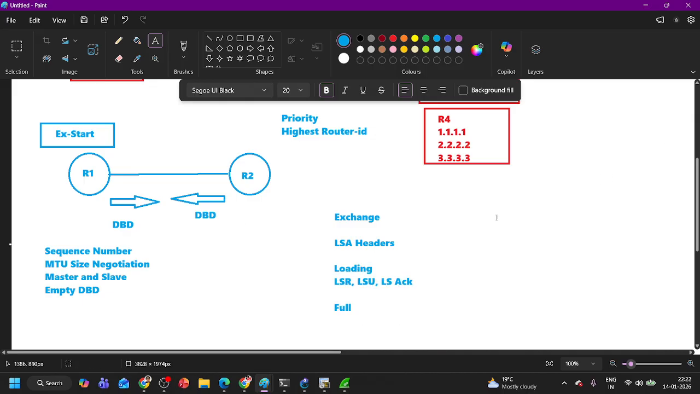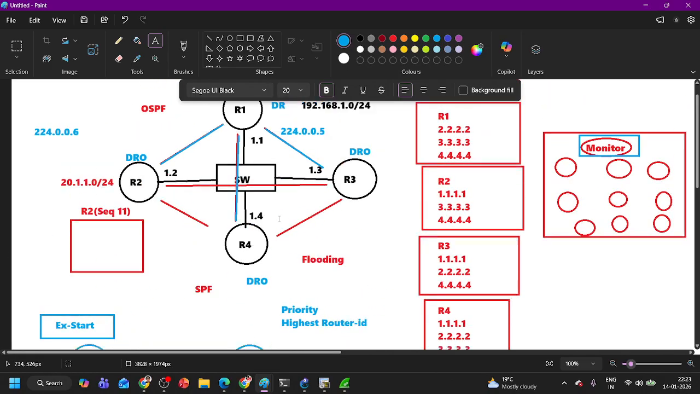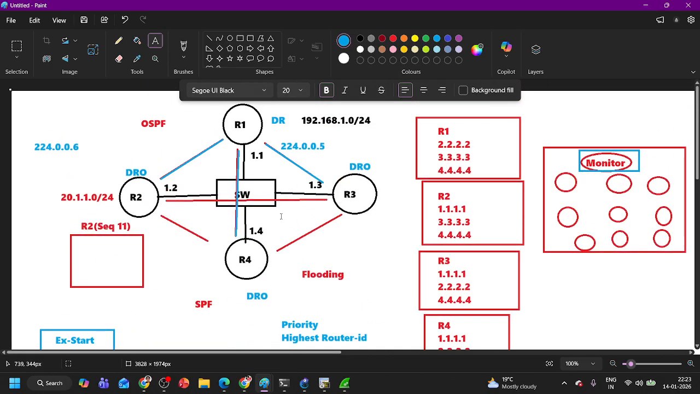These are the states. So now I can ask you: the router sends hello message in which state? In all states. The router sends empty DBD message in which state? ExStart state. The router sends LSA header in which state? Exchange state. The router exchanges LSR, LSU and LS ACK in which state? Loading state. And after that in Full state, the router will again exchange hello messages for keepalive. So here we have covered two things, neighborship states and types of messages.